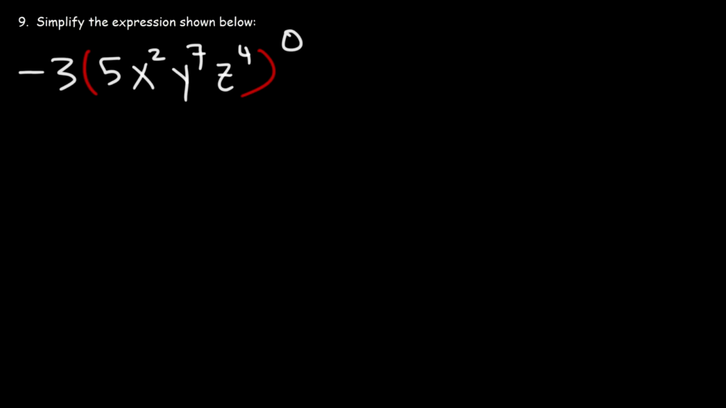Number 9. Simplify the expression shown below. So negative 3 times 5x squared y to the 7th z to the 4 raised to the 0 power. What is that equal to? Now you need to know that anything raised to the 0 power is 1. X to the 0 is 1. 5 to the 0 is 1. So anything raised to the 0 power is 1. So what's the final answer for this problem?